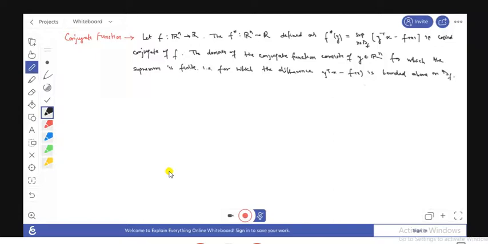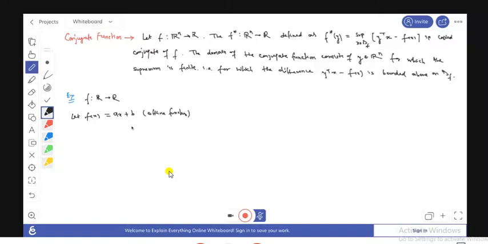Okay, so here we take some examples and try to find what the conjugate function is and what the domain of that function is. So here we take some example. Any function, suppose R to R, and first of all we take a simple function that is linear, or you say affine function. So let f(x) be ax plus b, that is a linear or affine function.